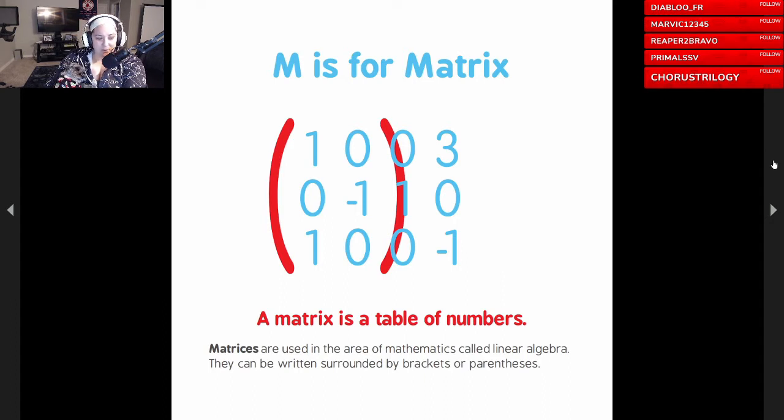M is for matrix. A matrix is a table of numbers. Matrices are used in the area of mathematics called linear algebra. They can be written surrounded by brackets or parentheses.